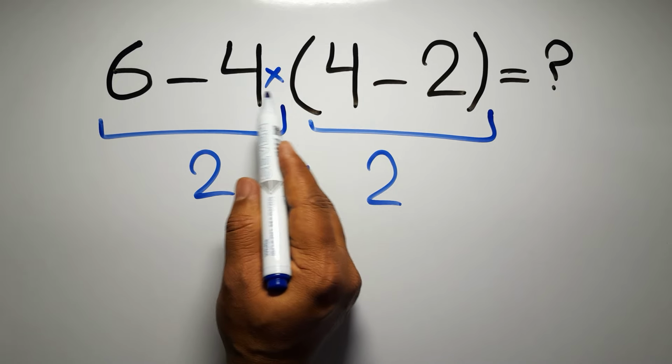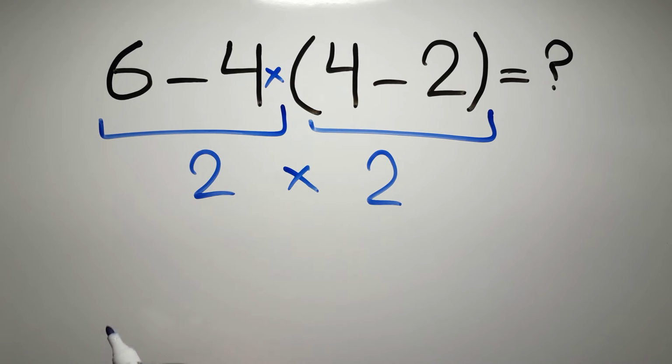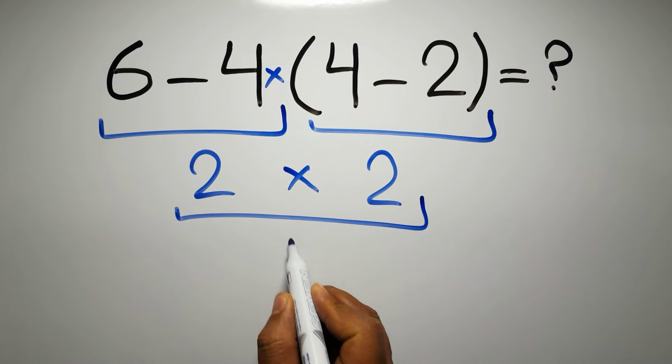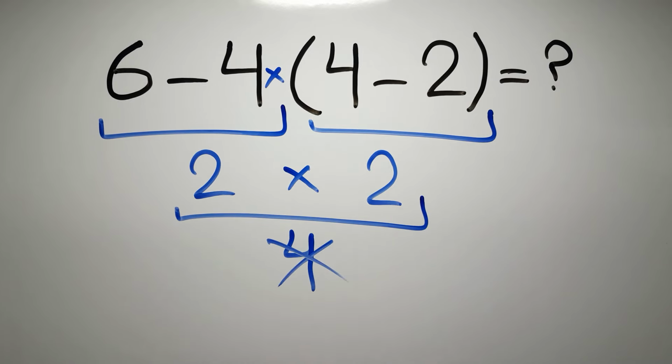And we usually don't write the multiplication sign for brevity. Okay, so we have 2 times 2, which equals 4. But this answer is not correct.